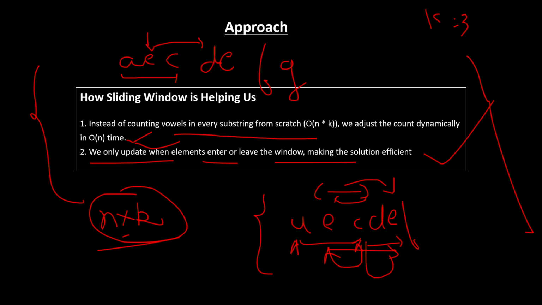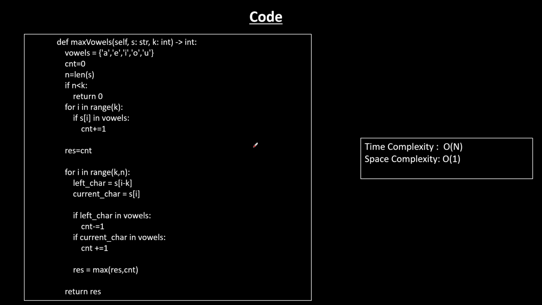Now let's move to the next slide. The code is the exact copy of the approach discussed. Now let's understand it line by line. We have created a set containing vowels.